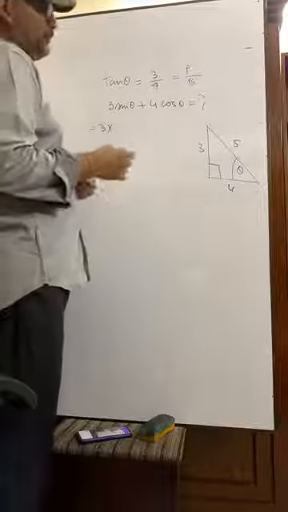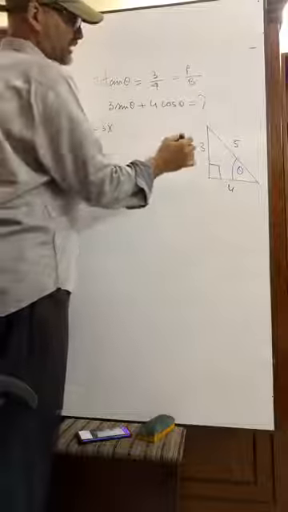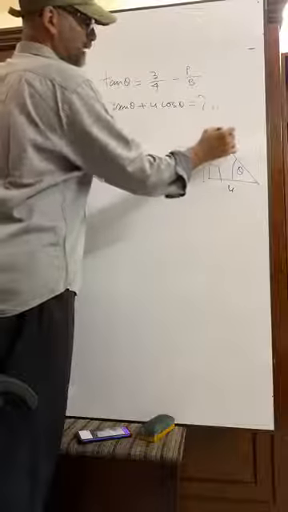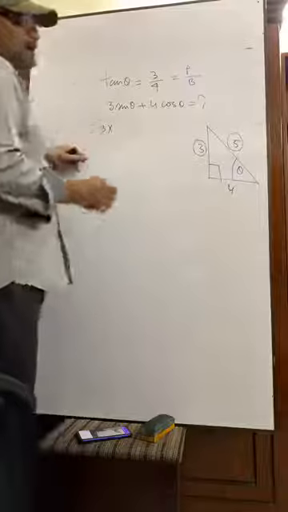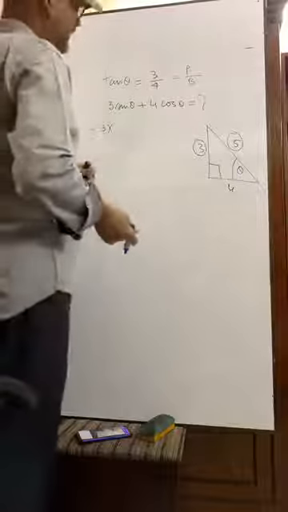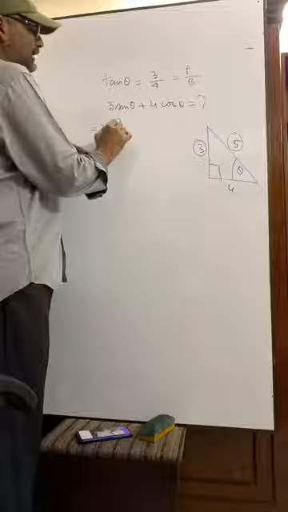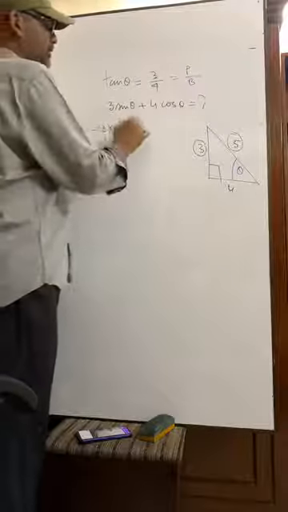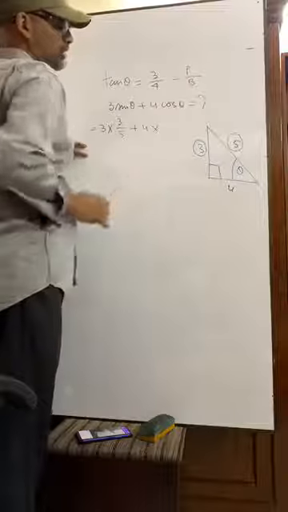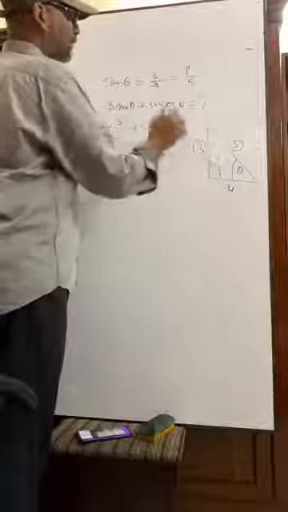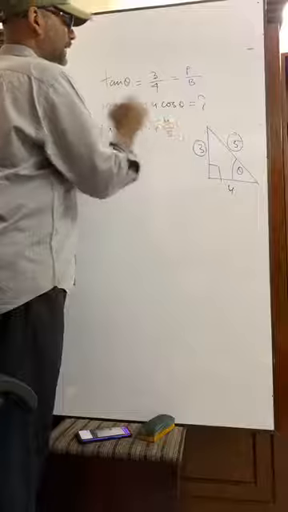So what is sin theta? Sin theta equals perpendicular by hypotenuse. Here the perpendicular is 3 and the hypotenuse is 5. Cos theta equals what? Base by hypotenuse.